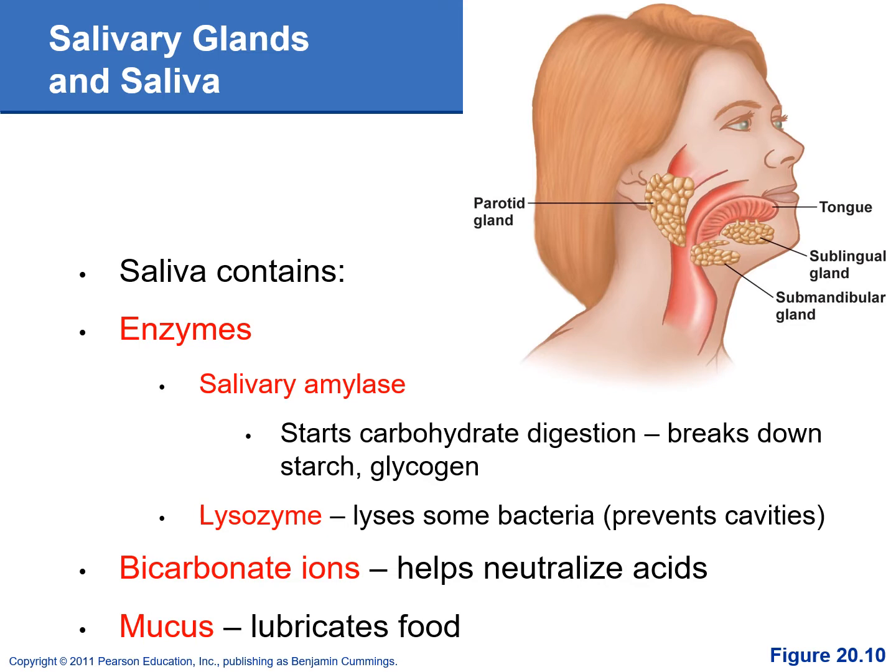Salivary glands are going to secrete saliva, which contains a couple of enzymes. We have salivary amylase, which is going to begin the digestion of carbohydrates. So carbohydrate digestion starts in the mouth with salivary amylase. And there's another enzyme called lysozyme that actually will lyse some of the bacteria that are in the mouth, and that'll help prevent cavities. Saliva also contains bicarbonate ions, which will help neutralize acids in food or drink you're taking in. And it also contains mucus, which will help lubricate the food and make it easier to swallow.